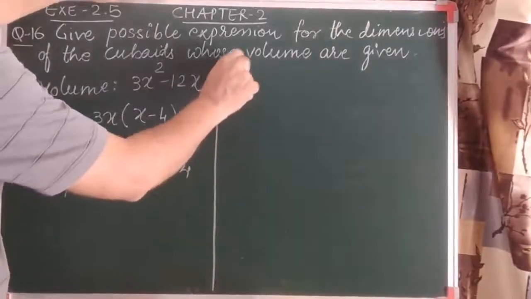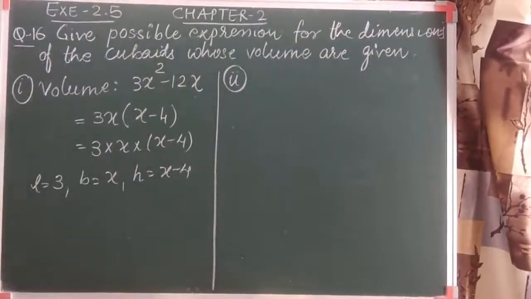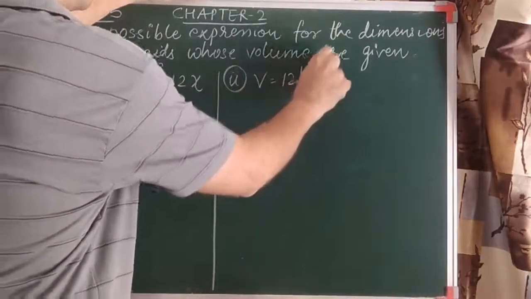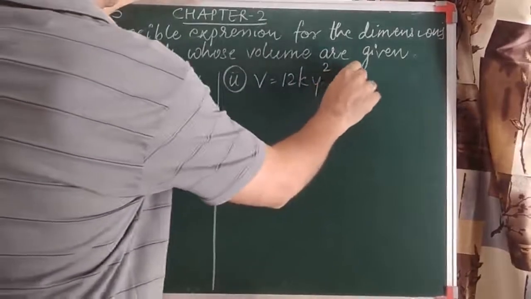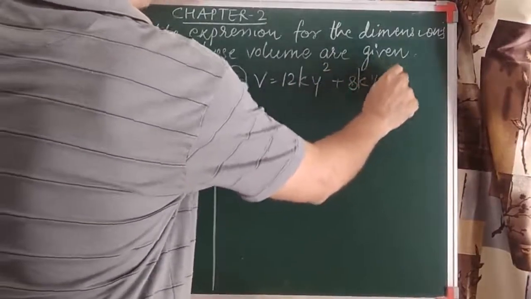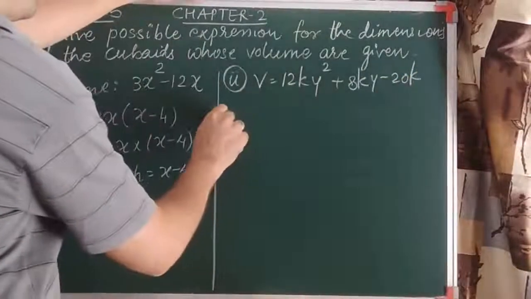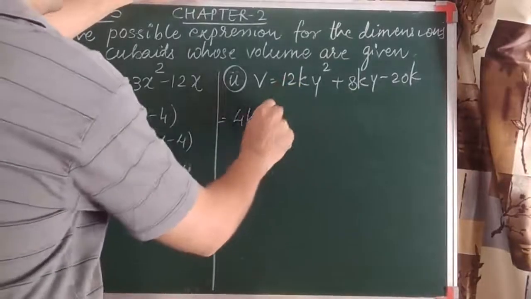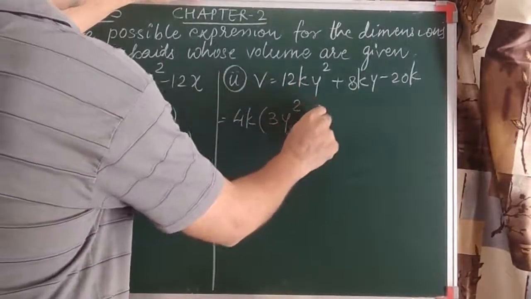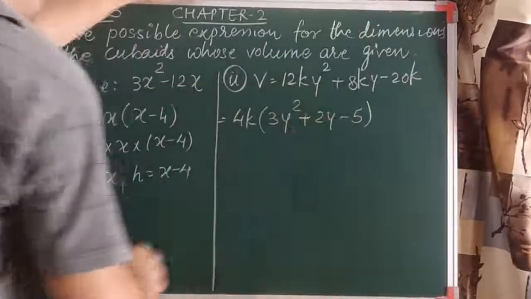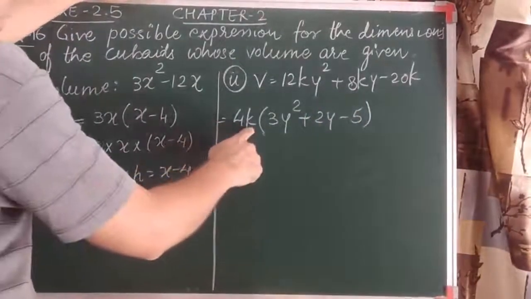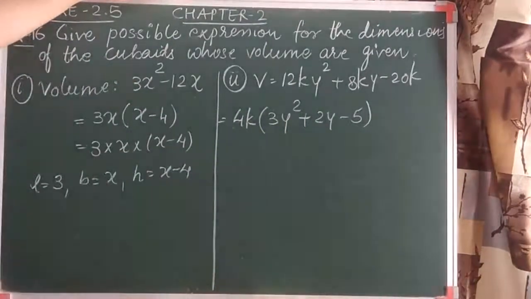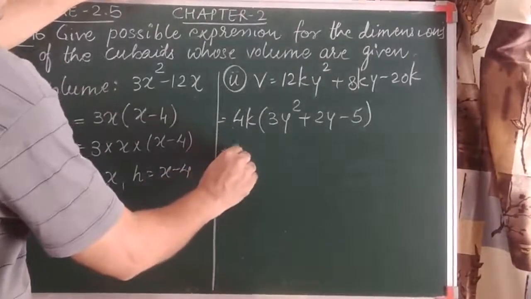Let's see one more question. They have given again the volume of this cuboid, and the volume is given as 12ky square plus 8ky minus 20k. We can observe that in all these three terms 4k is common. When we take out 4k, it is 3y square plus 2y minus 5. As we have done in the previous one, this could be the length, breadth and height. But wait a minute. You can see that it's a quadratic polynomial, so again the factors are possible.